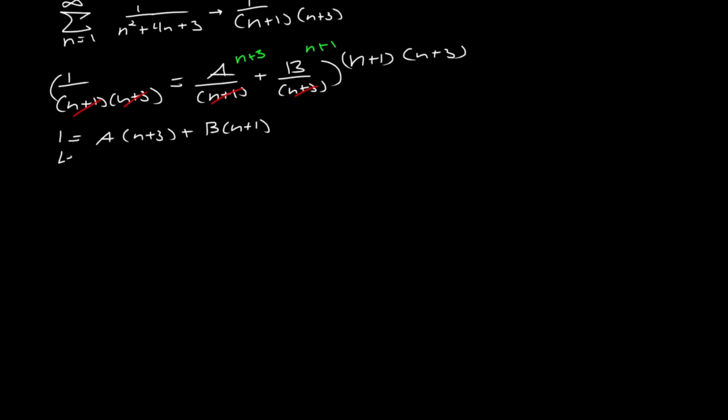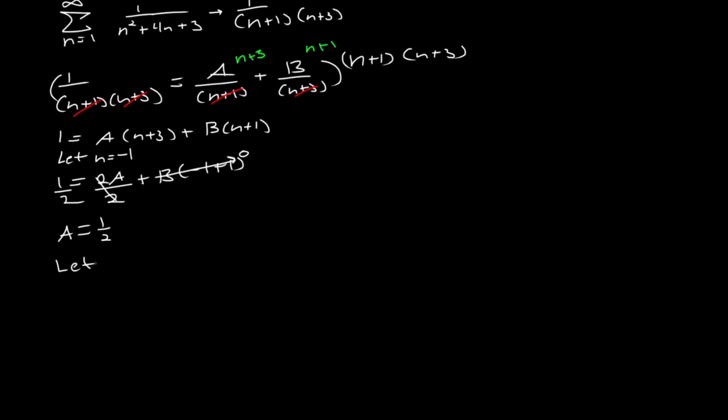Let's let n equal -1. We can get 1 is equal to 2A because we plug in a -1 to this n. -1 plus 3 is equal to 2. 2 times A is equal to 2A. Divide this by 2. Divide this by 2. This will also cancel out B, because -1 plus 1 gives us 0. And we're left with A is equal to 1/2.